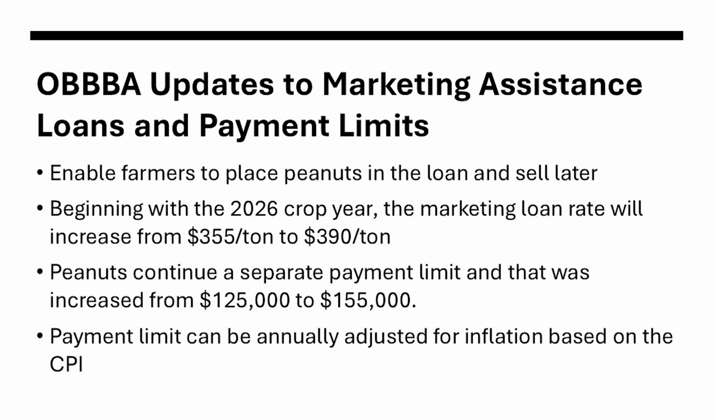The loan rate has been increased from $355 a ton to $390 per ton, and that is happening beginning with the 2026 crop year. As far as payment limits, peanuts will continue to have a separate payment limit, which is good for peanut producers since it is a very capital-intensive crop. And that payment limit has been increased from $125,000 to $155,000. And it can be adjusted for inflation based on the consumer price index as the years proceed.